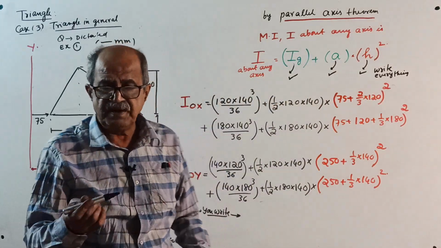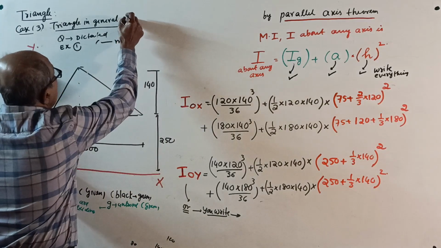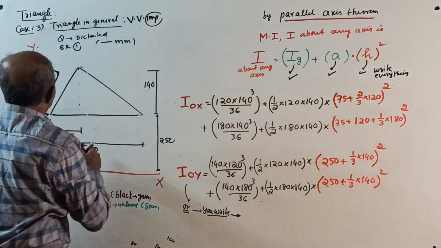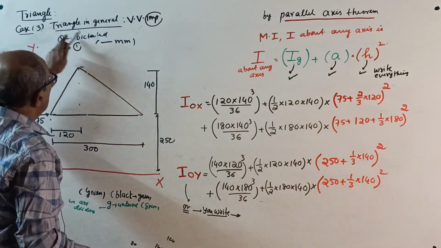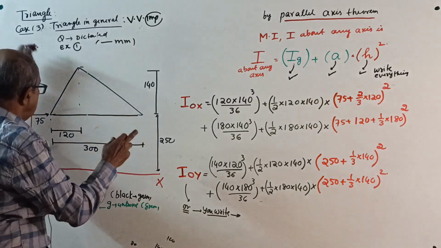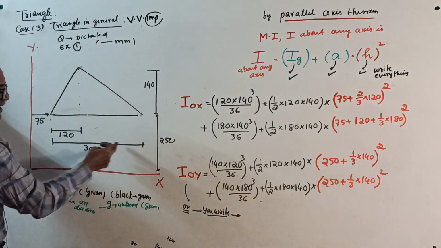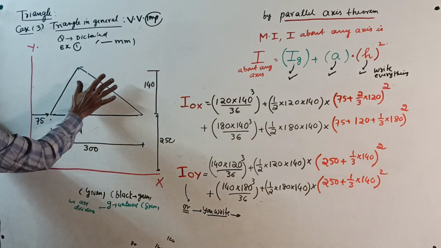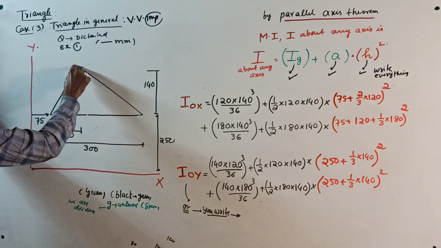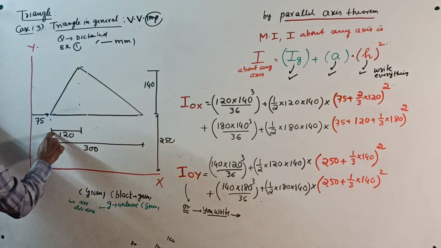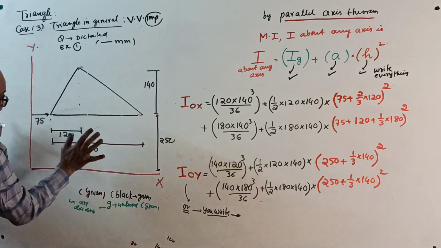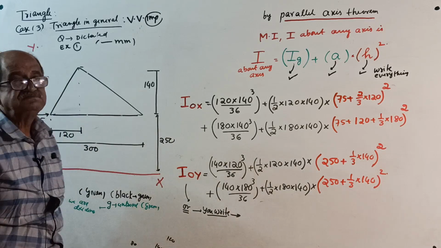Start now. Triangle in general, remember, is very, very important for concepts. Okay, start. Question example 1 for this case 3. There is a triangle of base 300, height 140, all in millimeters, and it is not an isosceles triangle. If you draw a perpendicular from the vertex, it is placed at 75 here and 250 here, and this is 120. This much is given in the question.